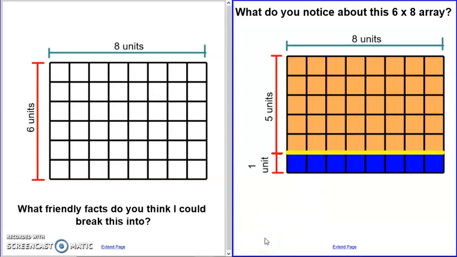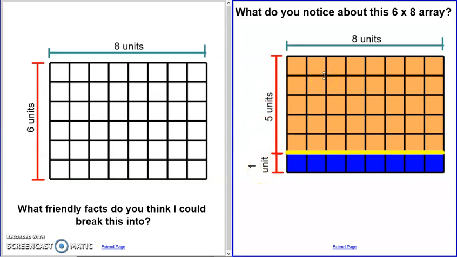All right, welcome back. Hopefully you noticed that this array is the same size. It still has the 8 units as columns, so 8 columns still, and it still has 6 rows. But what's a little bit different is the 6 rows are broken into 5 rows and 1 more row. So I have 5 rows and I added 1 more at the bottom. 5 and 1 makes 6.